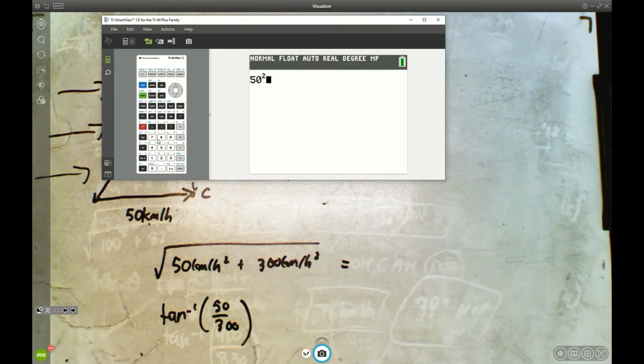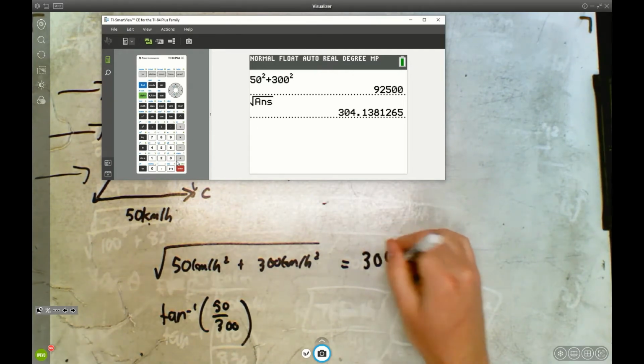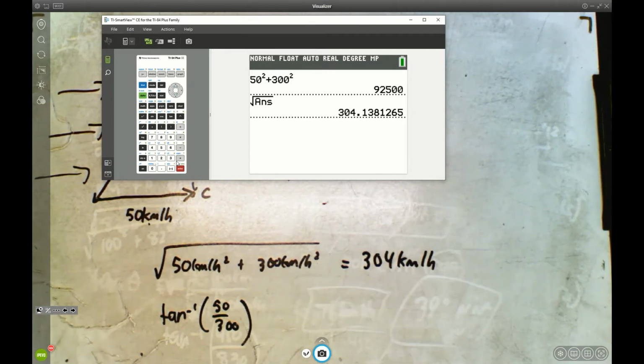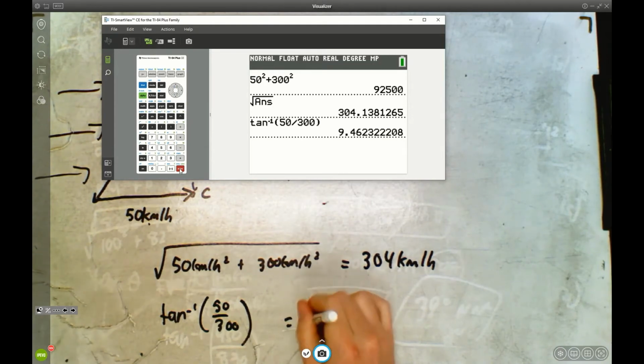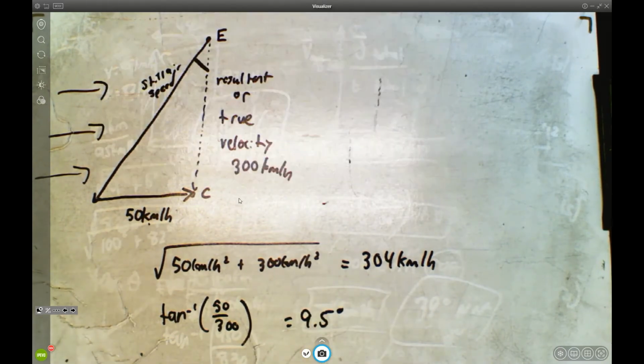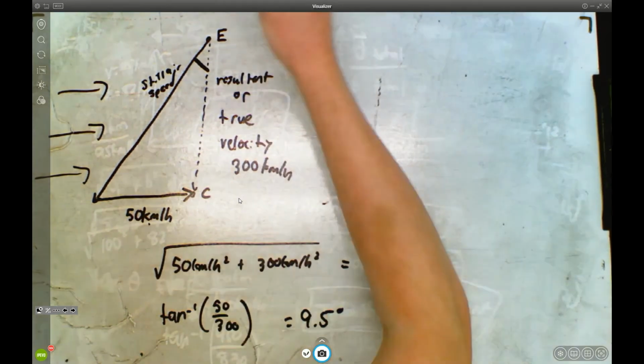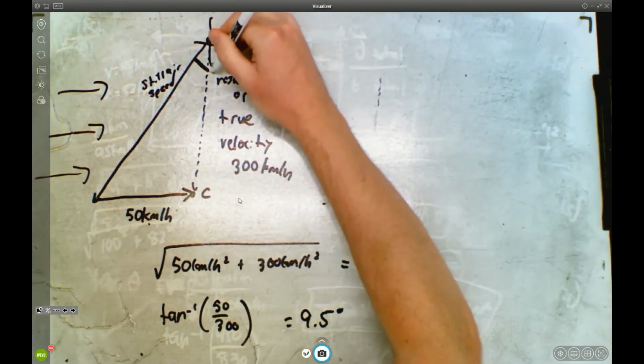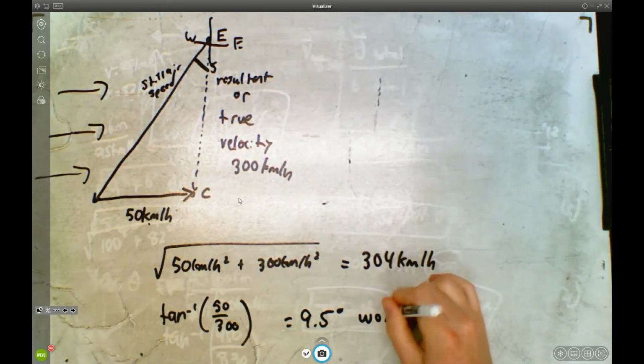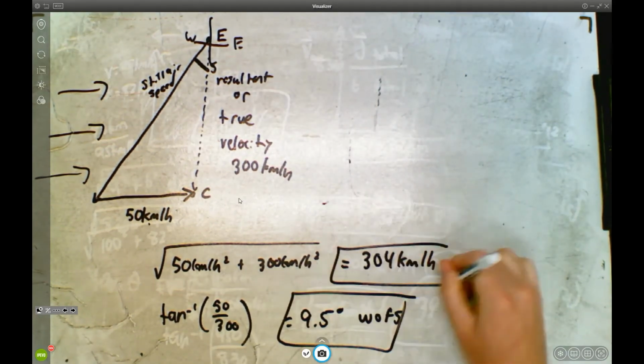So it's going to be 50 squared plus 300 squared, and we're going to square root our answer. So we'll end up getting 304 as our airspeed, which makes sense. If you're flying into the wind, you're going to fly a little bit faster. And then we can tan^-1 our 50 over 300. And we end up getting 9.5 degrees. And our 9.5 degrees, if I draw on north, east, south, west, I'm not going directly south, I'm going west of south. So that would be my answer.